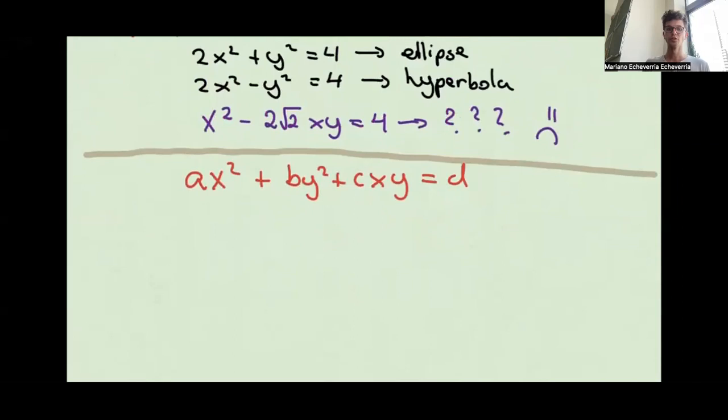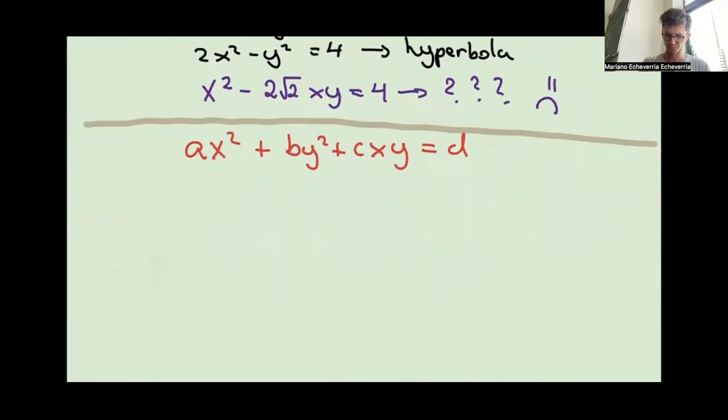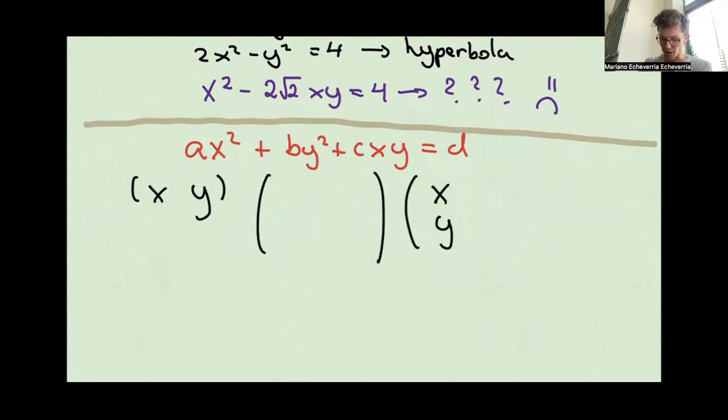So the cool thing here is that when you see this equation of a conic section, you can rewrite it with the help of a matrix. So basically what I was doing last time with a specific example is that you can rewrite this as a multiplication of three things. The vector x, y written as a row vector, then a 2x2 matrix, times the vector x, y as a column vector, and this should be equal to d, okay?